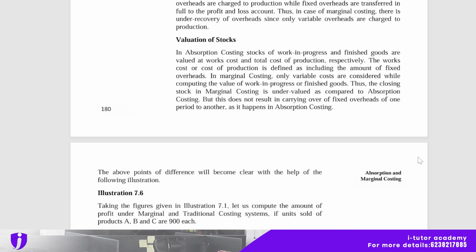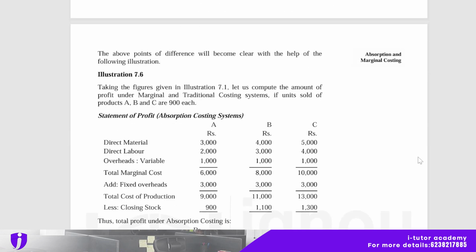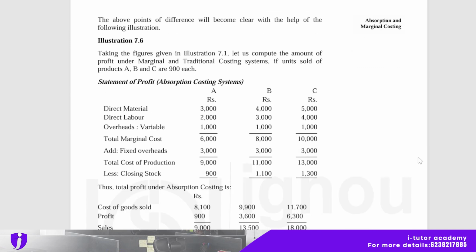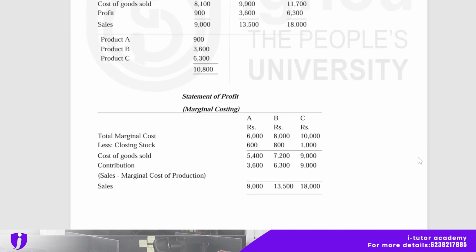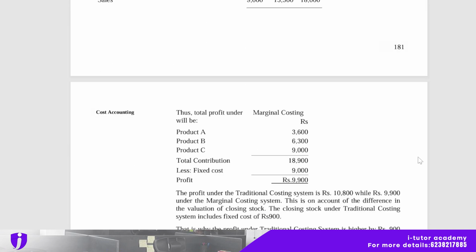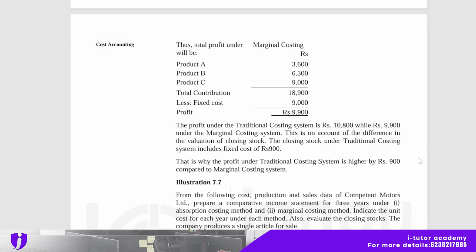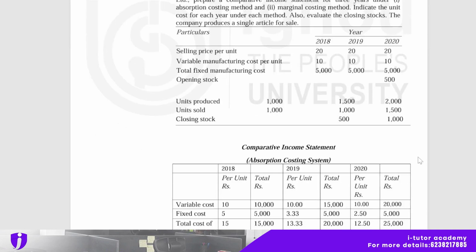Valuation of stocks: in absorption costing, stocks of work in progress and finished goods are valued at works cost and total cost of production respectively. The works cost or cost of production is defined as including the amount of fixed overheads. In marginal costing, only variable costs are considered while computing the value of work in progress or finished goods. And here also there is an illustration section for the same. You just go through it and practice also. It will help you for your term-end examination. Refer to your MMBC 004 IGNOU MBA study material.